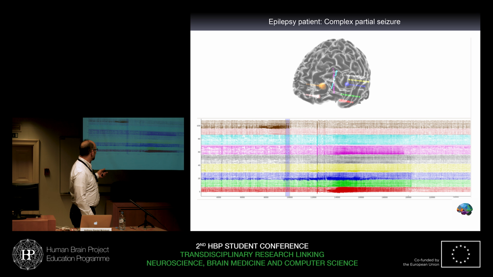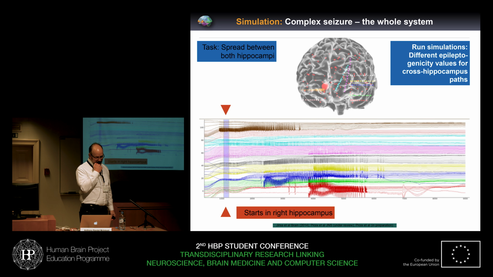So this is a complex partial seizure. You see the seizure onset here, and then propagating across to the purple channels, blue channels, and red channels, which are in the contralateral hemisphere. They have multiple needles here. They have no needles on the other side. So we can simulate that.